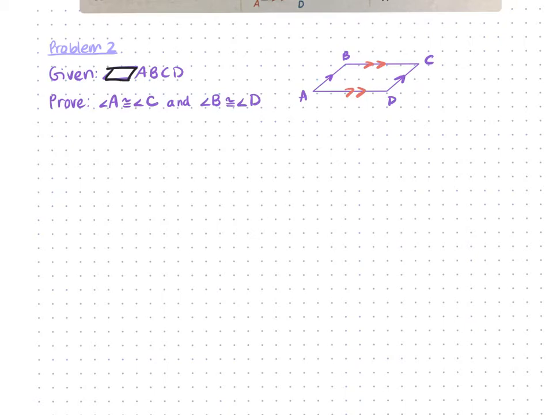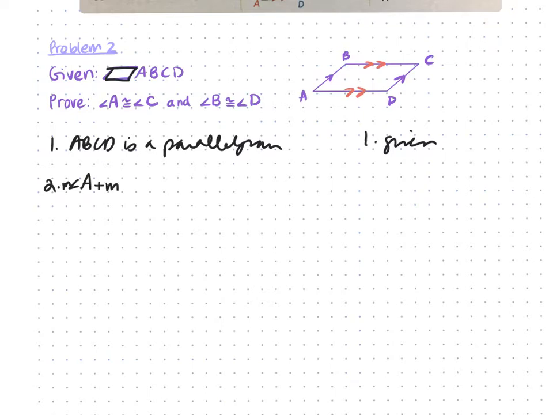So we're not going to use that theorem. We're given that ABCD is a parallelogram. That was given. What we do know about parallelograms that we learned on the last page is that the measure of angle A plus the measure of angle D equals 180, because if it's a parallelogram, then consecutive angles are supplementary.